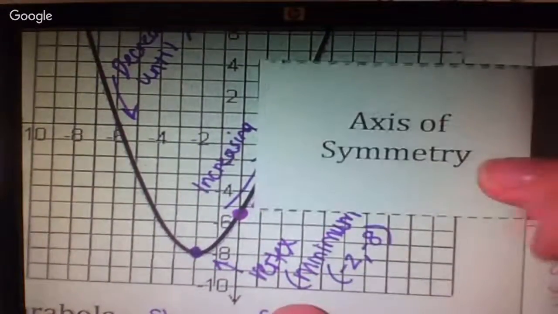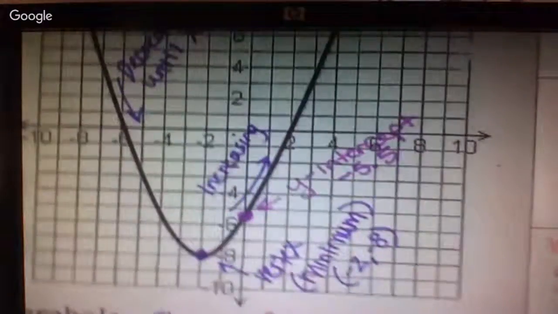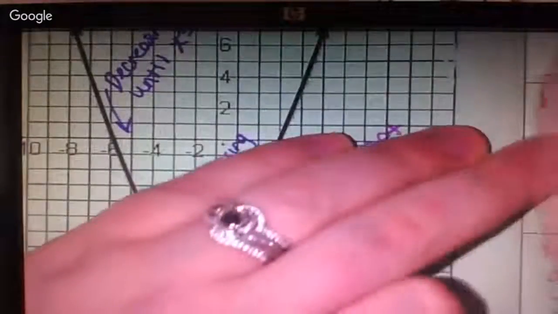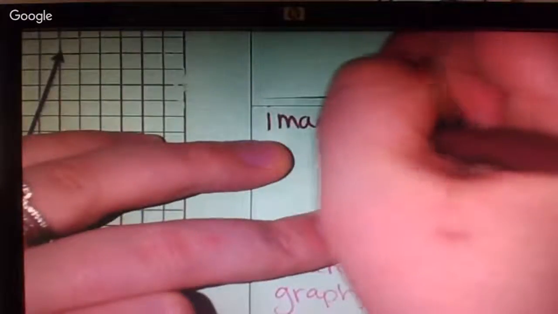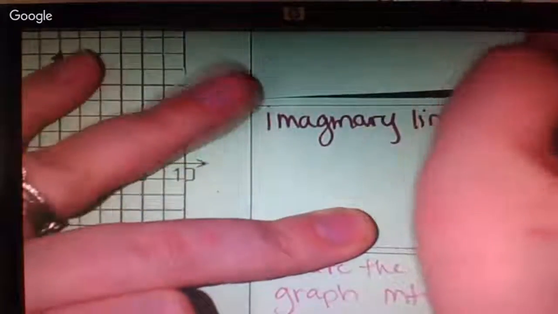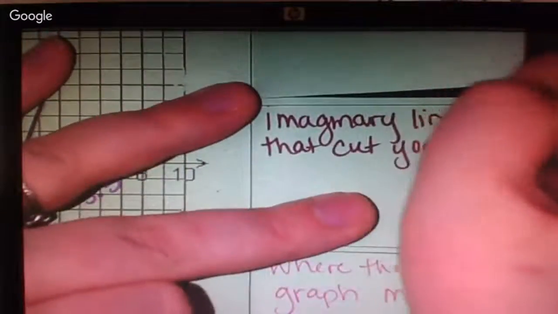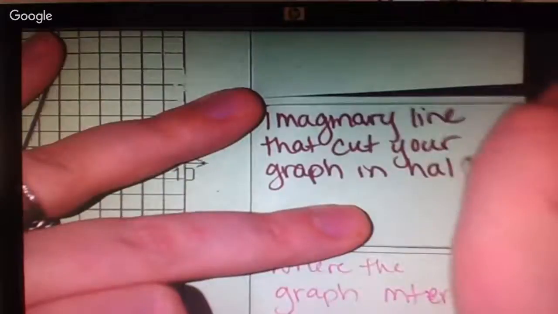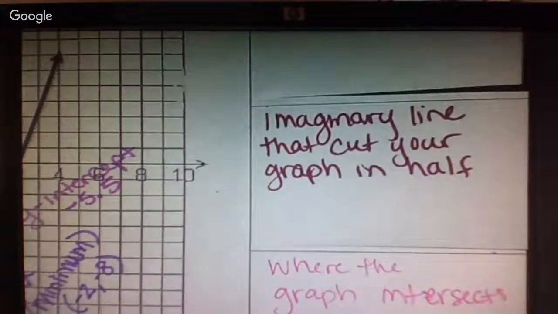You said you know what the axis of symmetry is. Yeah, that's the thing that goes in the middle. It's the line that cuts it in half. Okay. So it's an imaginary line that cuts your graph in half. In other words, it's the line of reflection that makes the left side match the right side.